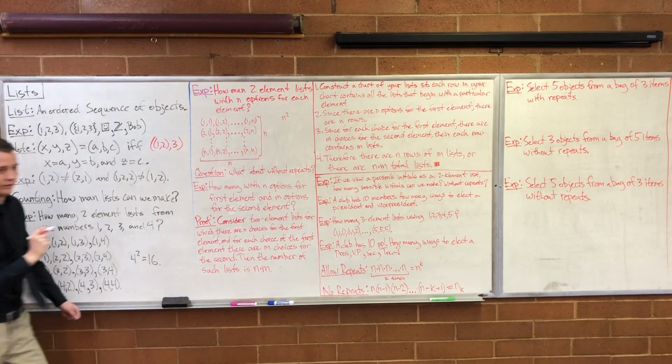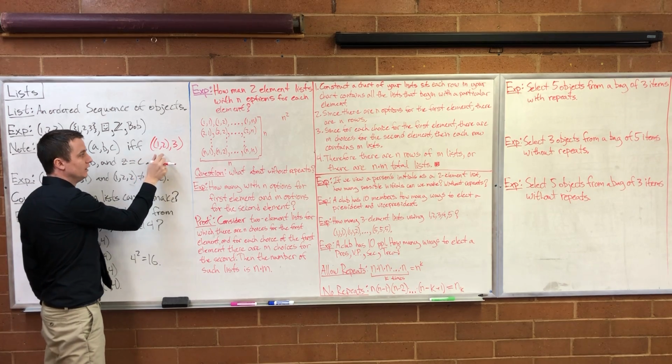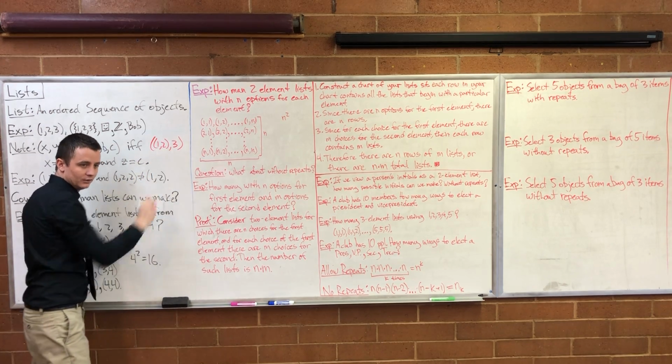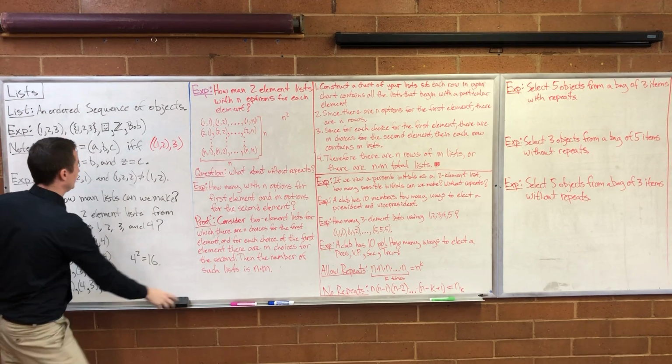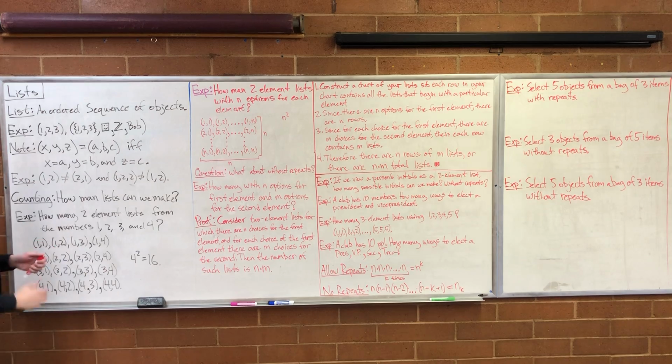How many objects are in that list? 2. Only 2. What's the first object in the list? The list containing 1, 2. What's the second object in the list? 3. Okay, good. So, lists, there's some examples of lists.